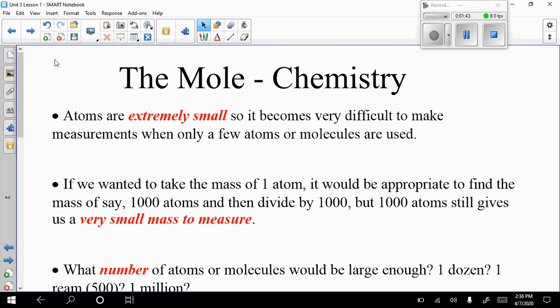So a few points here about the mole. First of all, we know that atoms are extremely small. I can't emphasize enough that a single atom is incredibly, incredibly small. And so it's very difficult for us to make measurements when you only have a few atoms or molecules being used. And a molecule is made up of, in some cases, 3 or 4 atoms. And so they're very small.